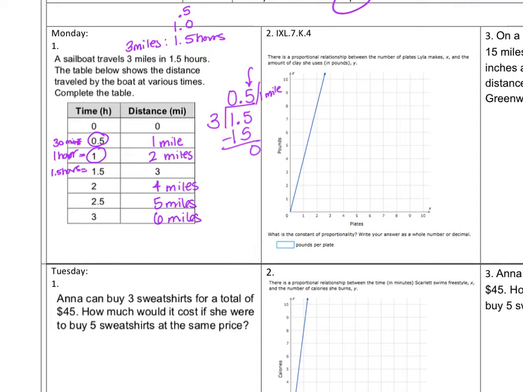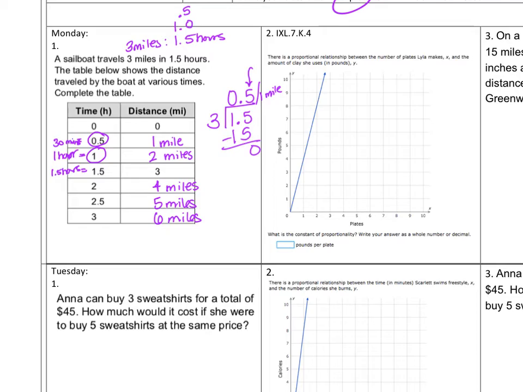And it makes sense because for every half an hour, he goes 1 mile. So look, half an hour, 1 mile. 1 hour, 2 miles. An hour and a half, 3 miles. 2 hours, 4 miles. 2.5 hours, 5 miles. 3 hours, 6 miles. I feel like I keep saying hours and miles and it's probably confusing everybody, but I just have to fill in the chart.